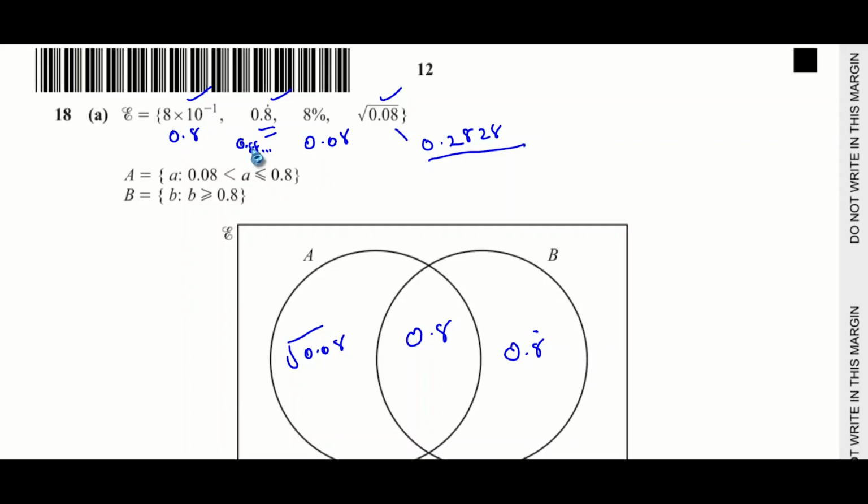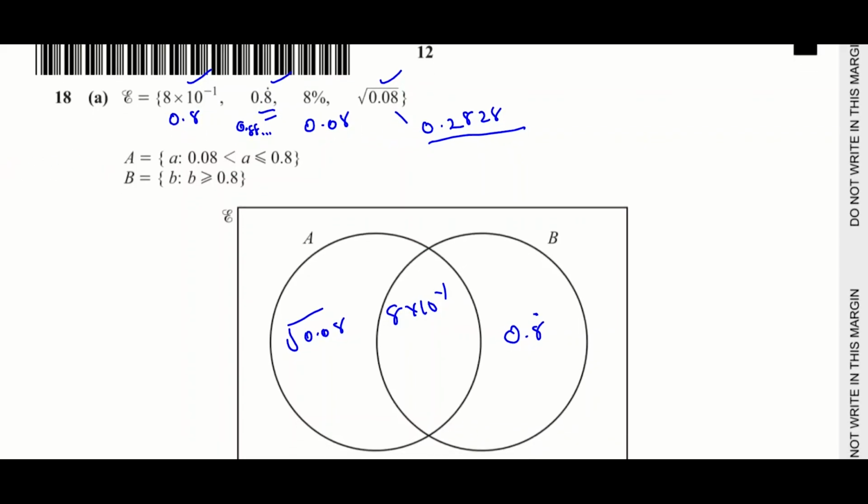We are left with 8%. But let's write this one instead of writing 0.8. So we should have written 8 times 10 to the power of -1, for the 2. So this should be 8 times 10 to the power of -1, because that is how it is given in the question, not 0.8. This is just for you to get the picture.